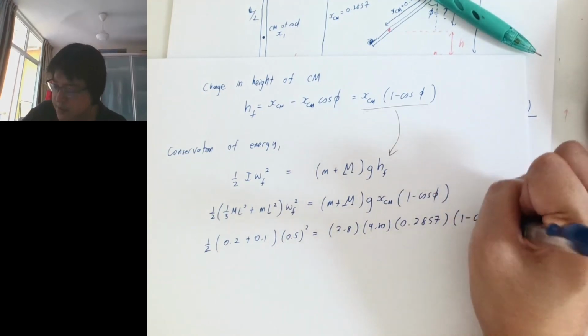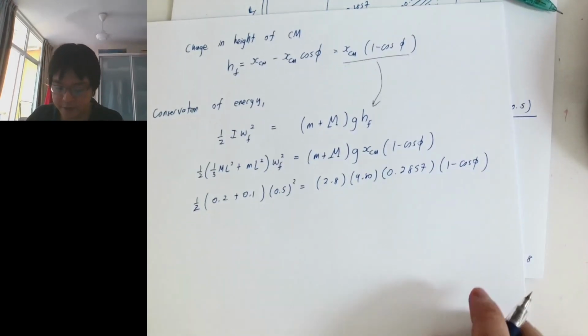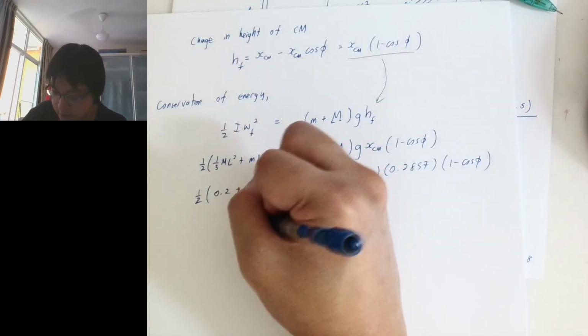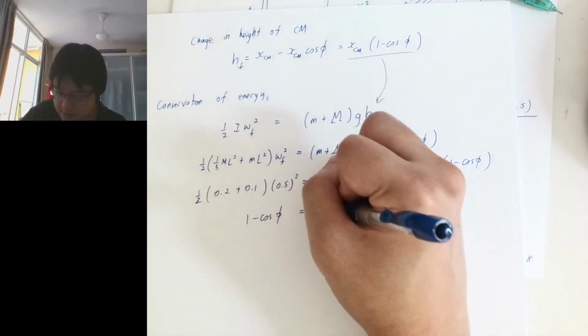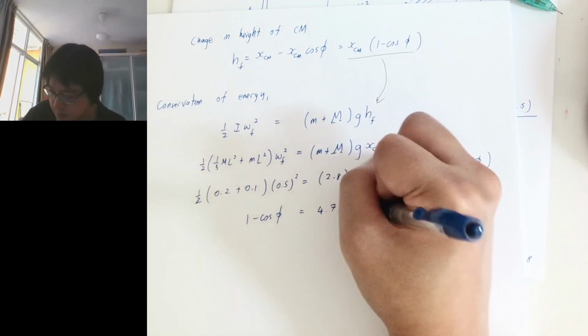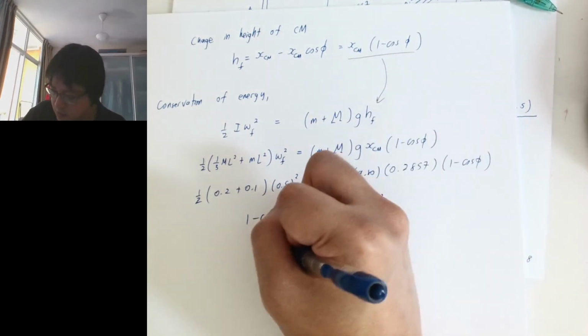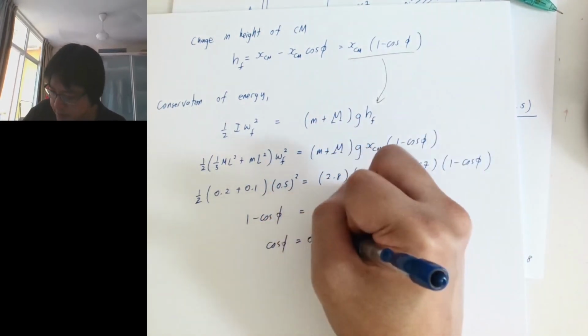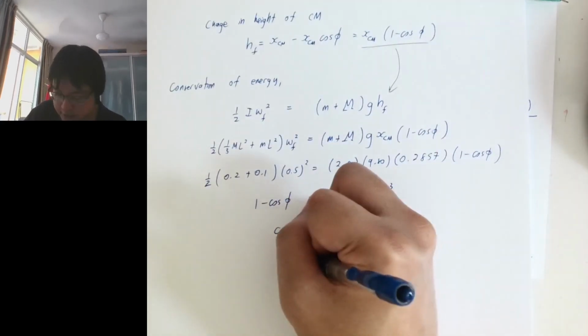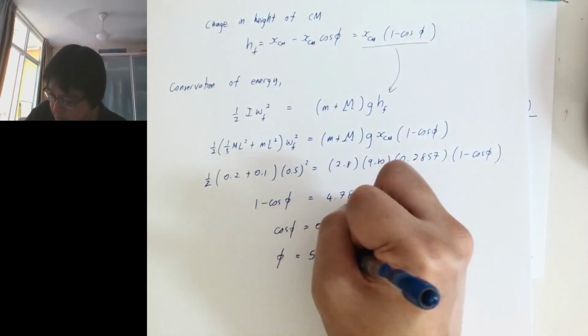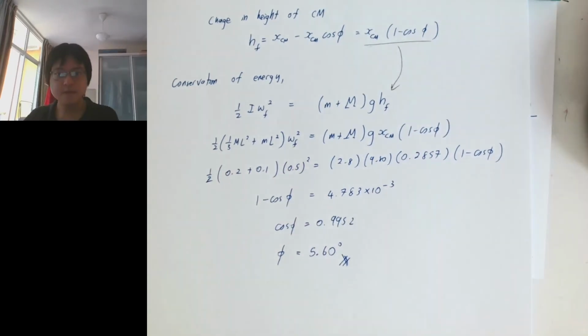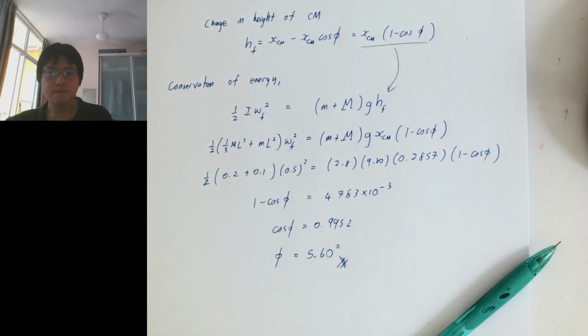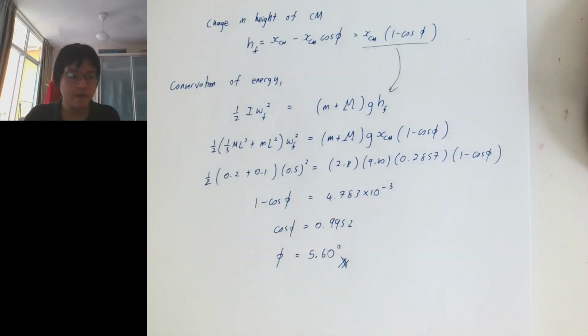So we try to get cosine phi from here. What I got is 1 minus cos phi, based on calculator, is this one. So cos phi is 0.9952, so phi is 5.60 degrees, like this. Okay, any question?